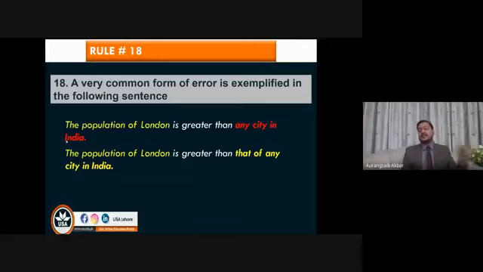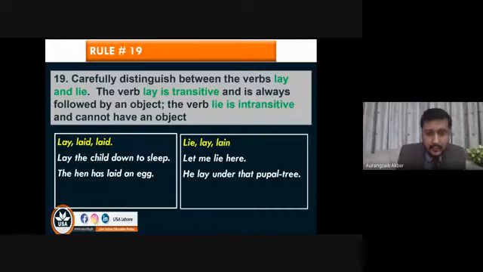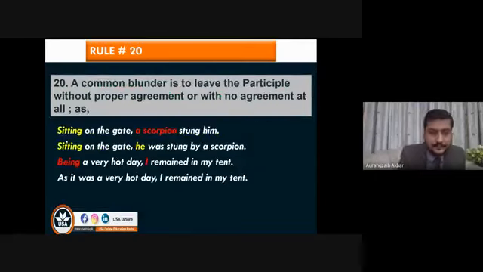That of any city means that we are talking about India. Then we have talked about the rules of the verbs, rule number 19, that there are certain verbs which are used transitive and intransitive, and we need to understand the difference between lay and lie. Lay is used as transitive, whereas lie is used as intransitive.